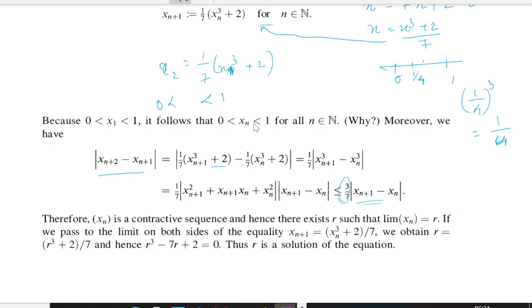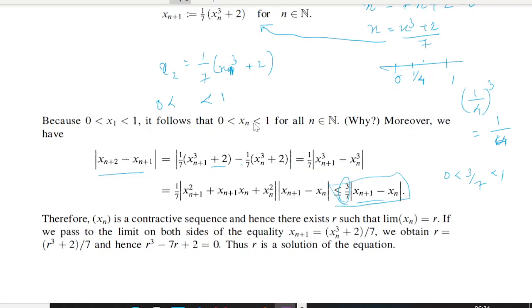Now, what about the c value? Will it be less than 1 and greater than 0? Since 0 is less than 3 by 7 which is less than 1, this will result in a contractive sequence, right? Now, a contractive sequence is a Cauchy sequence. We have proved that. So this will converge. Therefore, our xn is a contractive sequence, and hence there exists r in R such that limit of xn equals r. Now, we want to find what this r value is.